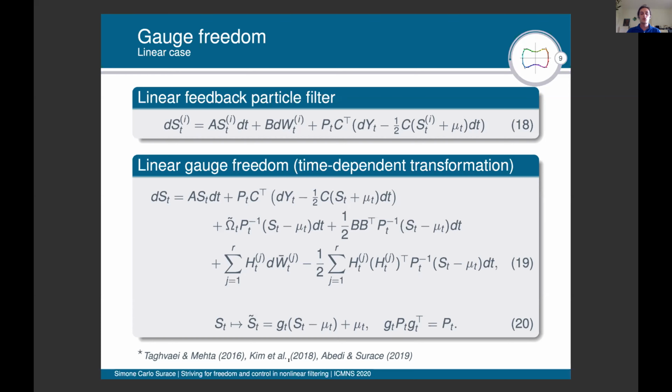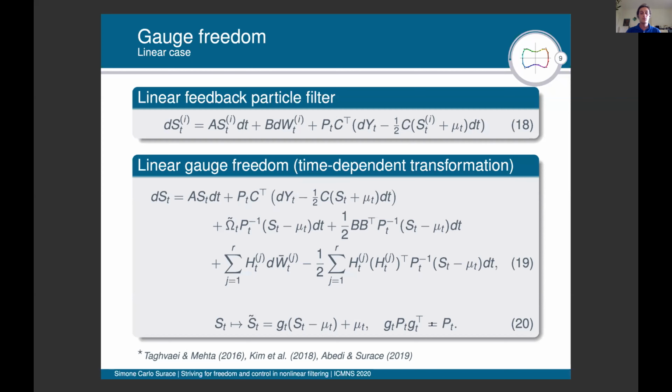Basically, we were able to show that all these additional terms, such as these Q-symmetric terms or additional noise terms, can be viewed as time-dependent transformations. And that's why we call them gauge freedom or gauge transformations, in analogy to physics. So at each point in time, we can have a transformation G_t, which takes the shifted particle position and reshapes it, but such that this equation holds, which basically means that the covariance matrix is preserved.